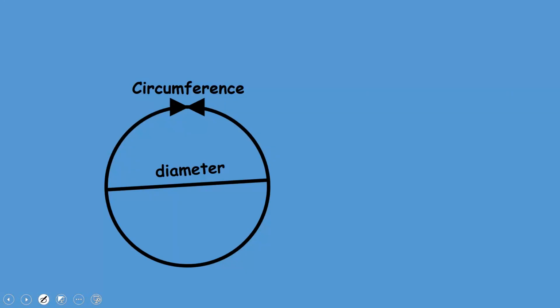So here we've got just a quick diagram of a circle, and we've got the circumference and the diameter labeled. So the circumference is a special name for the perimeter of a circle. So the perimeter is when we go all the way around a shape, and circumference is just a special name we give to one when we've got a circle. And then we've got our diameter going across here, which is a line going from one side of the circle to the other, going through the middle.